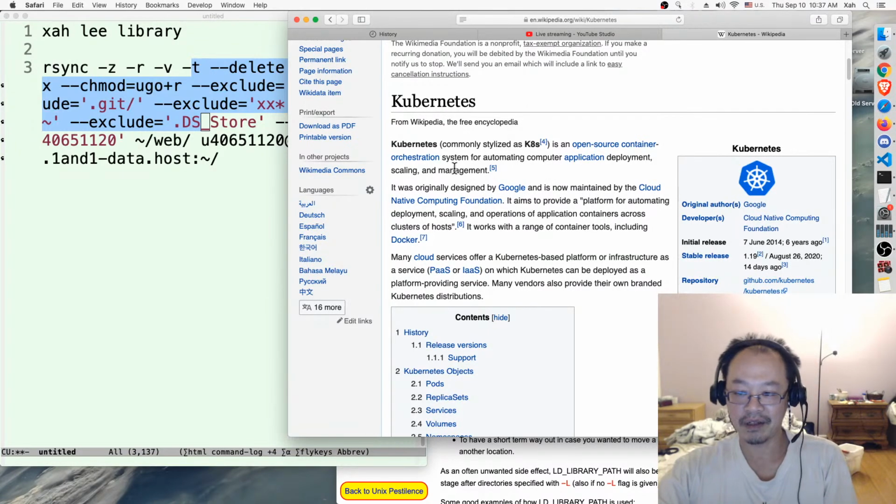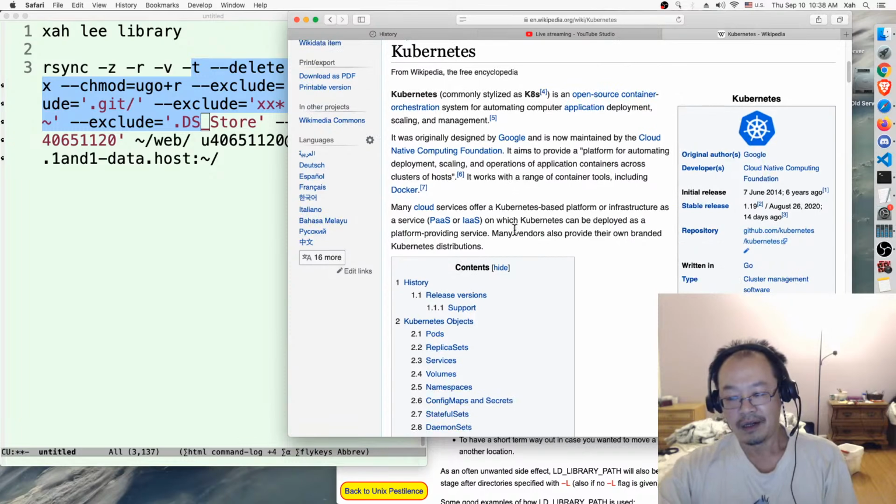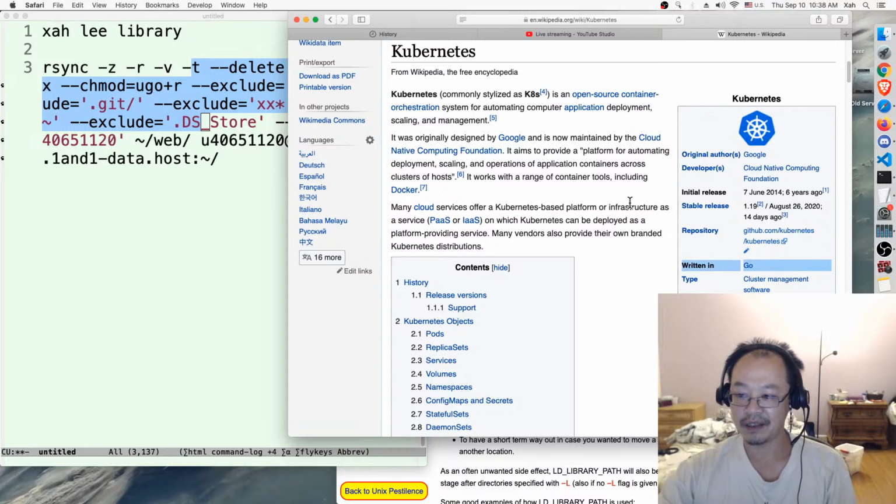Anyway, let's go back to the article. It was originally designed by Google and is maintained by this foundation. It aims to provide a platform for automating deployment, scaling, and operations of application containers across clusters of hosts. Okay, this is a new technology, of course. Oh, it's written in Go. Fantastic. This is beyond me. I'm too old for this.